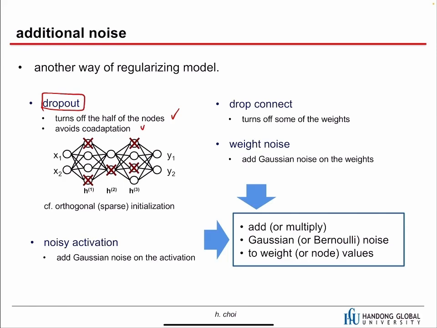Okay, and DropConnect is quite similar to dropout, but instead of dropping the nodes, DropConnect will turn off some of the weights. And then another one is weight noise. We can add Gaussian noise on the weights, or we can add Gaussian noise on the activations. So we can add or multiply Gaussian or Bernoulli noise to weight or node values. By this combination, we can implement lots of regularization methods.